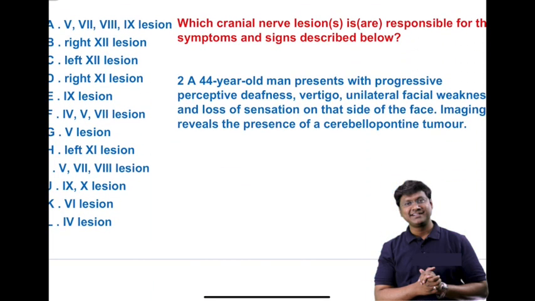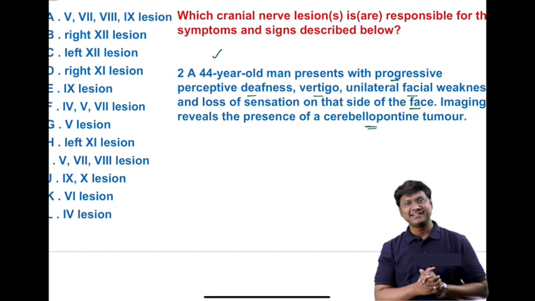Now you take the next, that is the second clinical scenario. A 44-year-old man presents with progressive perceptive deafness, vertigo, unilateral facial weakness and loss of sensation on that side of the face, and imaging reveals the presence of cerebellopontine tumors. So the individual is having deafness as well as vertigo. That means which cranial nerve has gone? That is the vestibulocochlear nerve, which is your 8th cranial nerve, that is damaged.